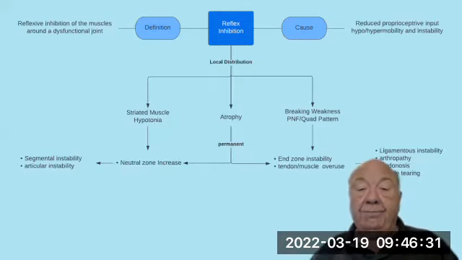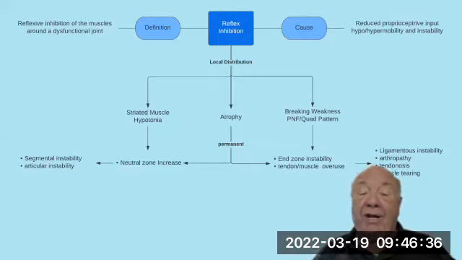So the effects are striated muscle hypotonia. I'm not going to talk about smooth muscle because I have no idea if it affects smooth muscle or not. I haven't seen any vascular effects with this, but there may be, I don't know. So we're going to concentrate on striated muscle. So you have hypotonia. That hypotonia can be quite profound and almost certainly will result in neutral zone increase. So neutral zone instability that can then progress to end zone instabilities, such as segmental instability and articular instability.